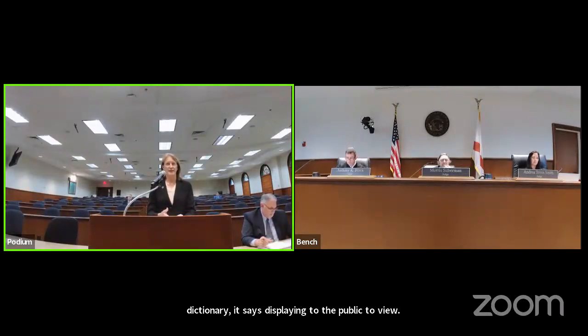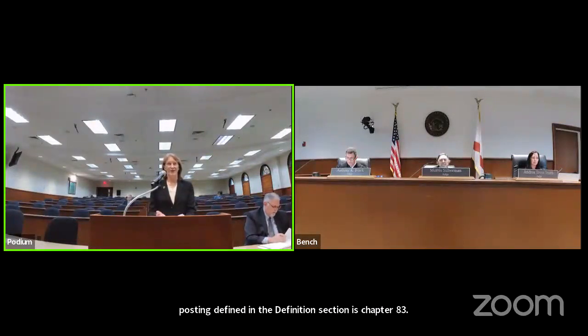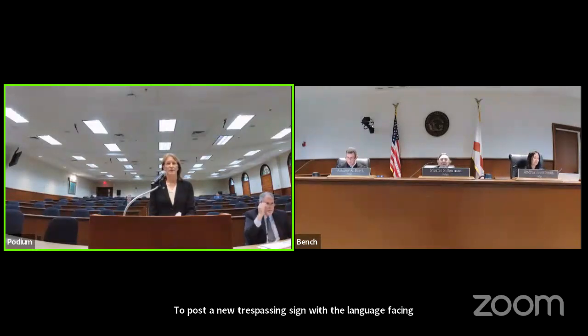So in this case, we have the same thing. We don't have posting defined in the definition section of chapter 83, so you have to look at the dictionary definition, just the same as courts have in other cases when posting is defined. That's displaying. Would it make sense to post a no trespassing sign with the language facing inward as opposed to outward? Obviously, that's not a 559 question, but I think that's where the posting analysis comes from, posting for trespassing or posting different things in different ways. It's to provide public notice.